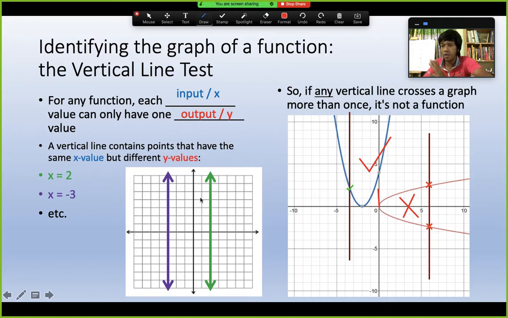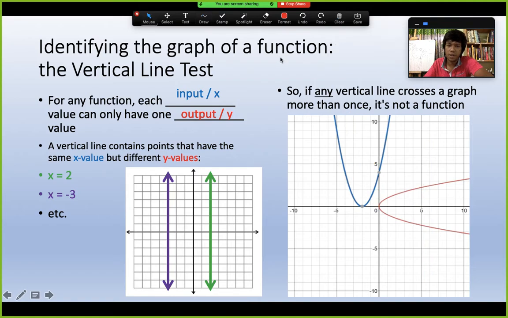You draw a vertical line on the graph. If the vertical line passes through 1 point, then it is a function. If the vertical line passes through 2 or more points, then it is not a function. Like the previous thing, the x values are the input, y values are the output. A vertical line means x equals 2, x equals 3, x equals something. X equals something means vertical line.